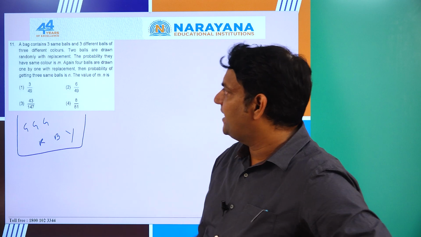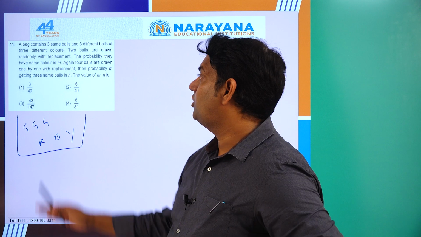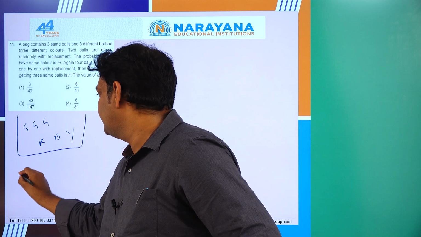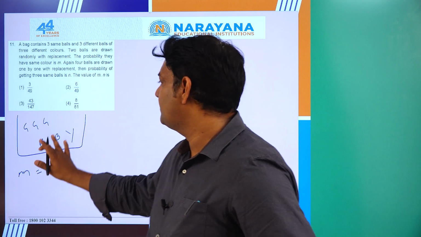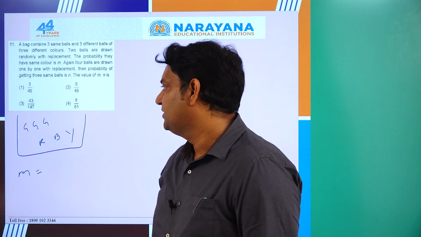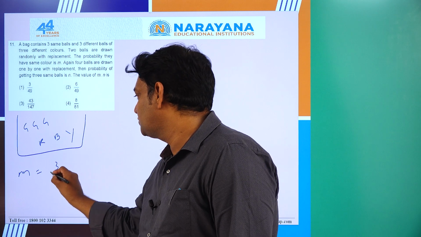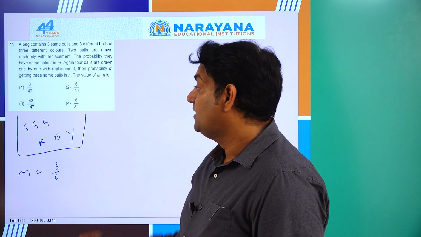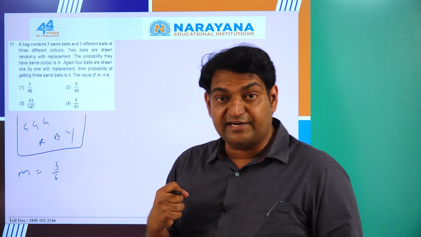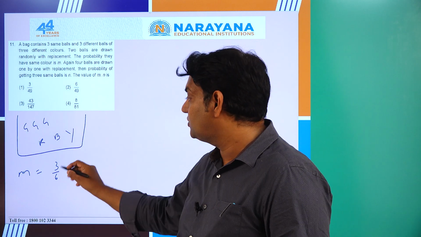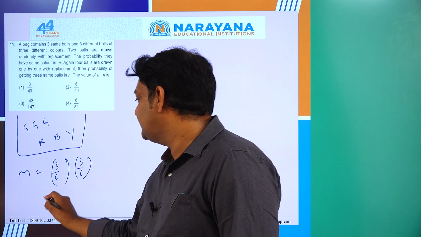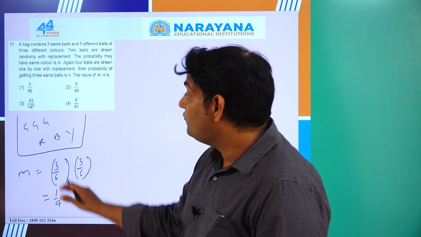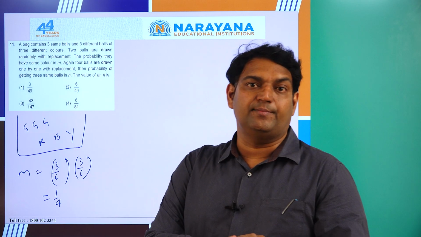2 balls are drawn randomly with replacement. The probability that they have the same color. The same color may be green, red or blue. Suppose green came: 3 favorable cases, total 6 cases, 3 by 6. With replacement, whatever ball we drew, we keep it inside and draw another ball. That is again 3 by 6. 3 by 6 into 3 by 6 is 1 by 4 when alike color balls came out.